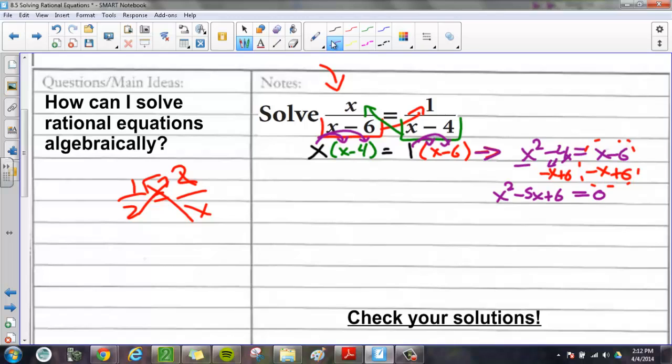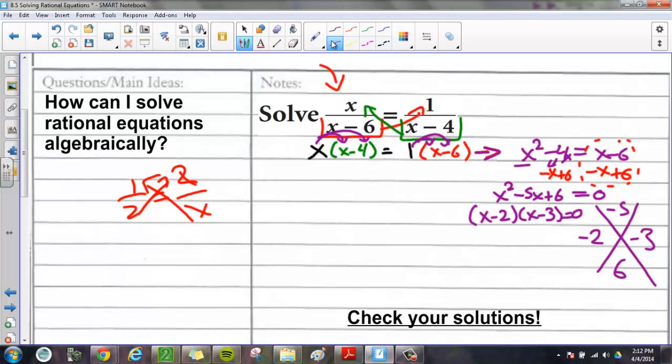Okay, so now let's factor it. Let's factor x squared minus 5x plus 6. We'll make a little fraction bar right here. I'm going to put my 6 on the bottom and my negative 5 on the top. Then I find out that negative 2 and negative 3 is our solution. So we'll rewrite this as x minus 2, x minus 3 equals 0.